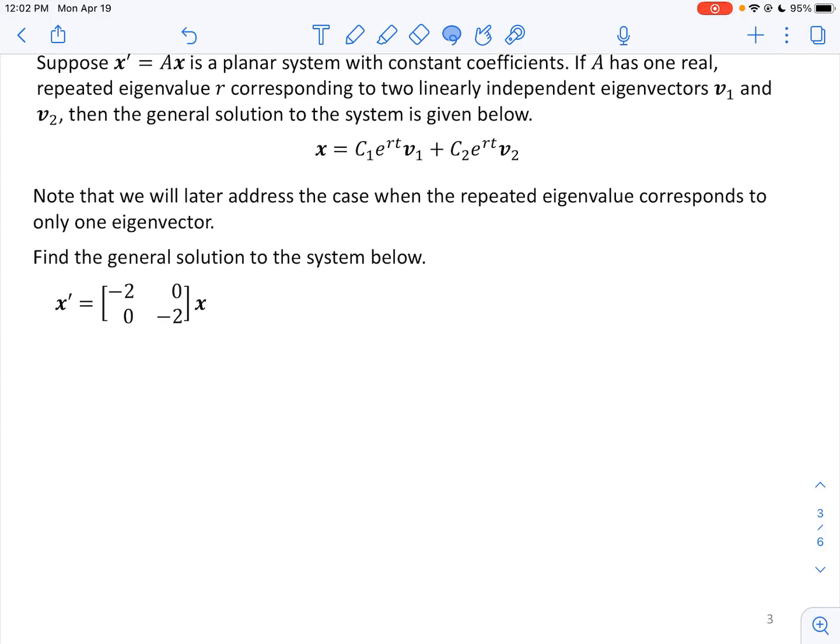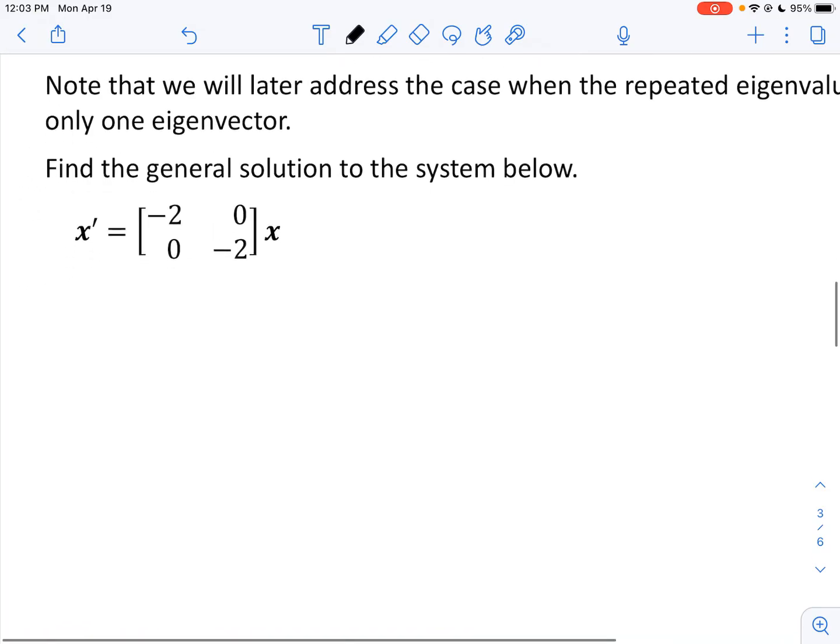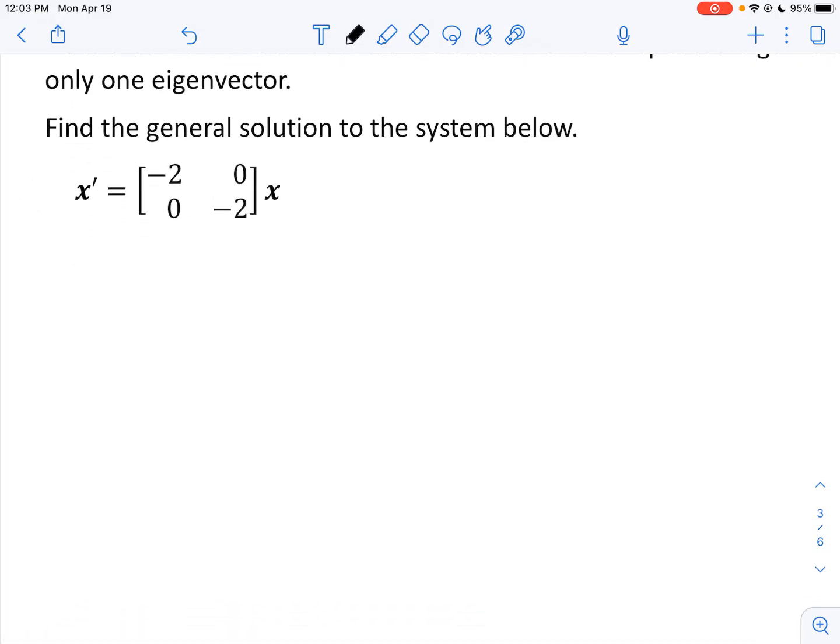So find the general solution to the system below. This time we're doing x prime equals this diagonal matrix times x. Let's go with finding the eigenvalues first. So we're going to subtract r from the main diagonal and leave the other entries the same, do the determinant, and set that equal to 0. Well, when I do the determinant, it's just the product of the main diagonal minus 0, so we just have to multiply the main diagonal and set that equal to 0. And all the negatives will cancel.